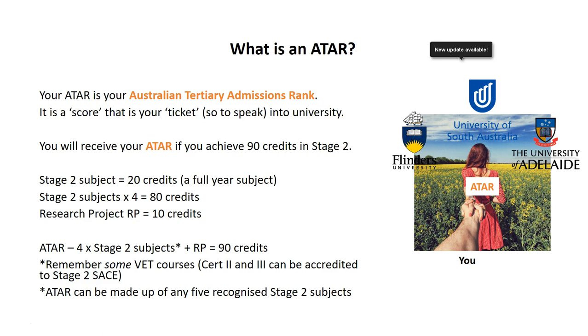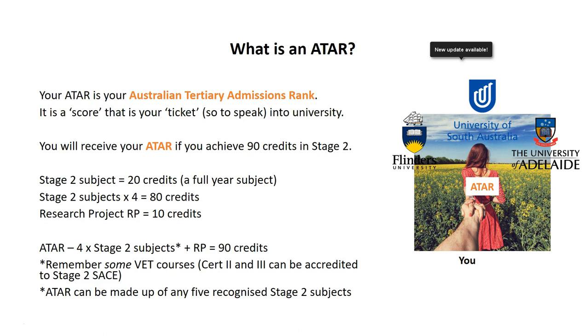Another question that appeared was, what is an ATAR? Your ATAR is your Australian Tertiary Admissions Rank. It is essentially a score that is your ticket, so to speak, into South Australian universities and those interstate. You will receive your ATAR if you achieve 90 credits in Stage 2. This is 90 credits from your 200 SACE credits that will help gain your SACE. Stage 2 subjects, therefore, then equal 20 credits as they are a full year subject.